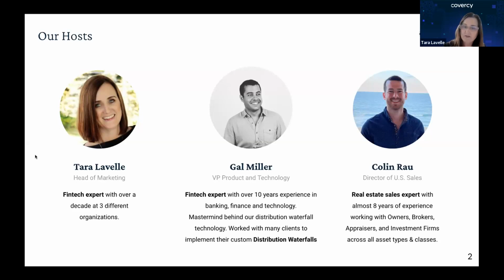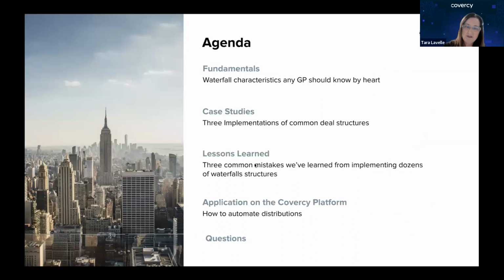From a logistics perspective, please use the chat to ask questions while we're going, and we'll cover them at the end. Gal is going to start off with some definitions so that we can all be on the same page and talk about different kinds of structures and waterfall distributions. Next, he'll walk through some case studies of different deal structures. And being that real estate can be pretty complex, he'll show some common mistakes that can happen when you're building different deal structures. After, Colin will walk through some different structures on the actual CoverC platform for you. And then finally, we'll wrap up with questions.